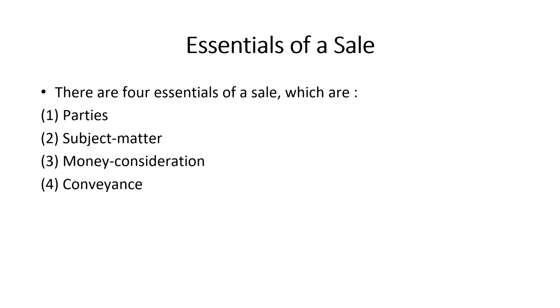Generally, we see four essentials of any sale: first is party, second is subject matter, third is money consideration, and fourth is conveyance. Okay, PSMC. I am going to discuss one by one the parties, the subject matter, money consideration, and conveyance, and in between I will discuss certain legal decisions of the high courts and supreme courts on these points.